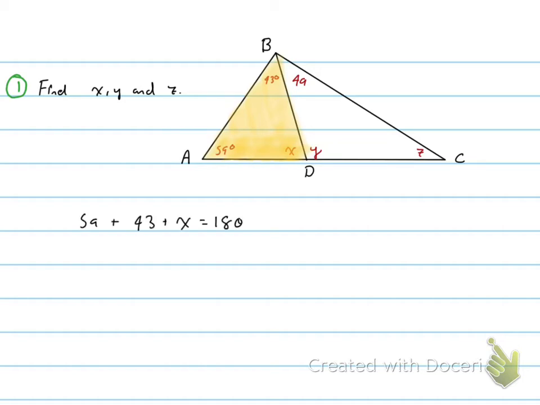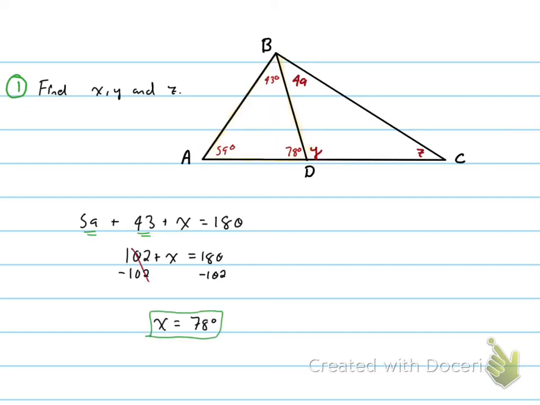How am I going to set this up? 59 plus 43 plus X equals 180. On the same side, I just add them together like terms. So I have 102 plus X equals 180. Get the X by itself by subtracting 102 on both sides. And I found that angle X equals 78 degrees. So I'm a third of the way done.